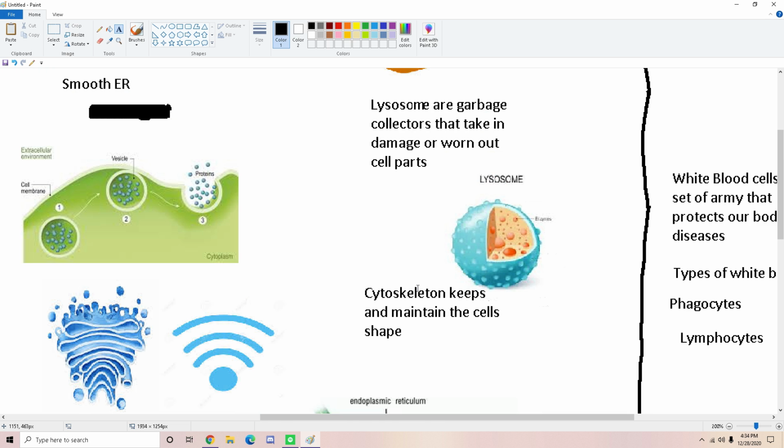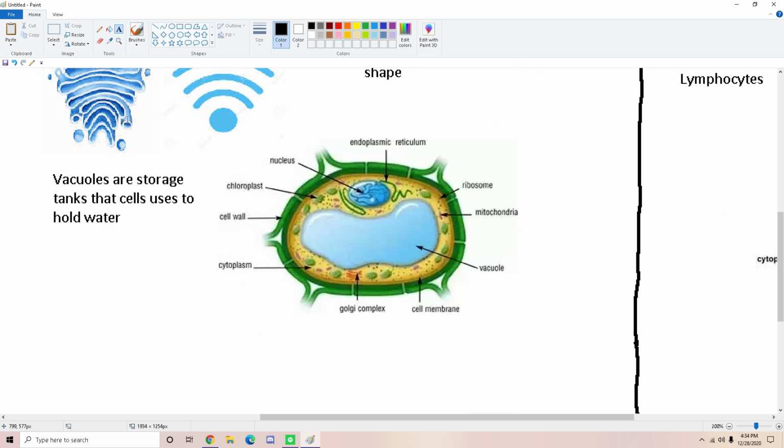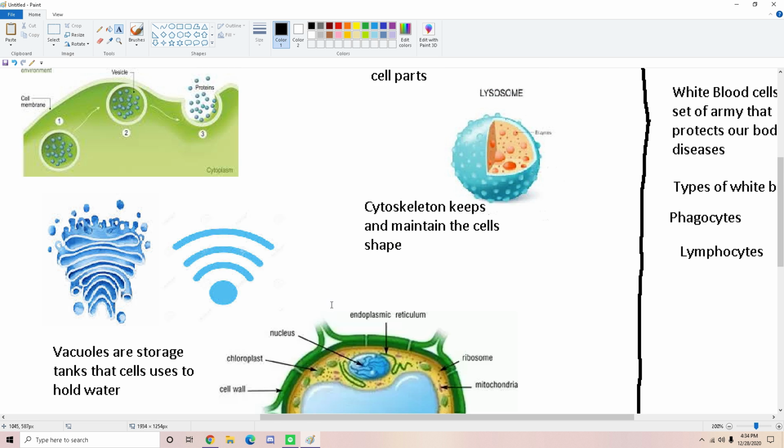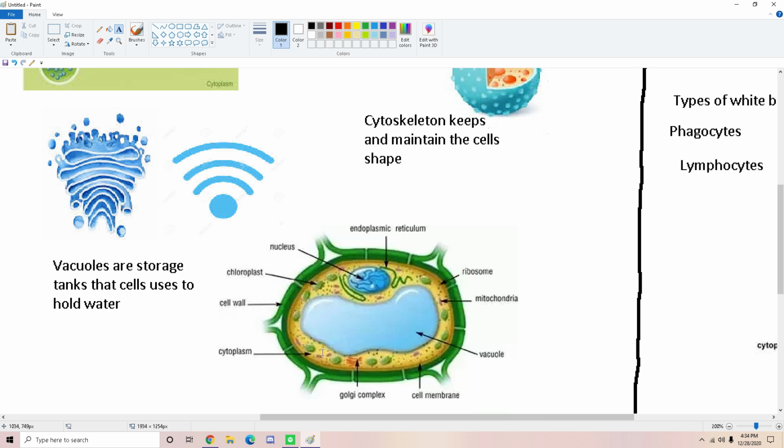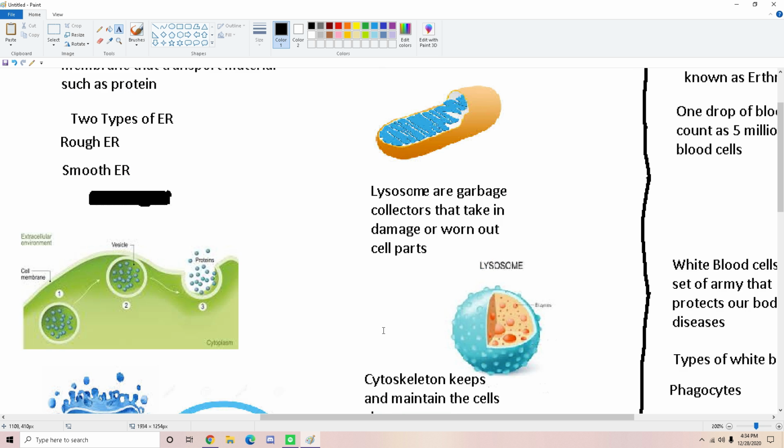The cytoskeleton keeps and maintains the shape of a cell. As you can see right here, it just maintains the cell overall. And this is a vacuole, if you guys are wondering. This huge water tank right here is a vacuole. So if it shrinks, the plant just dies.